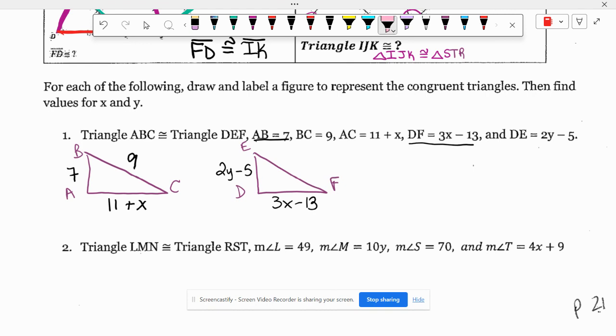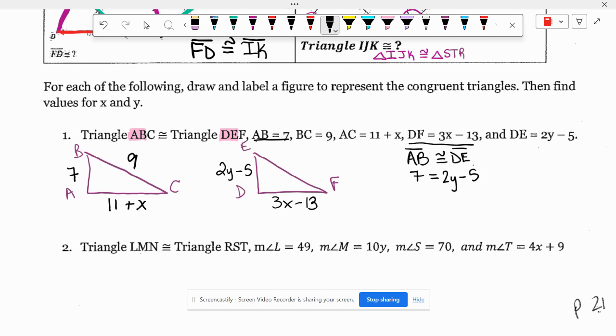Well, I know that segment AB, that's the first 2 letters of the first triangle, has to correspond, meaning be congruent, to the first 2 letters of the second triangle. So I know that AB is congruent to DE because of the way those triangles are named. So what is the measure of segment AB? Yeah, so 7 has to equal, what is the measure of DE?